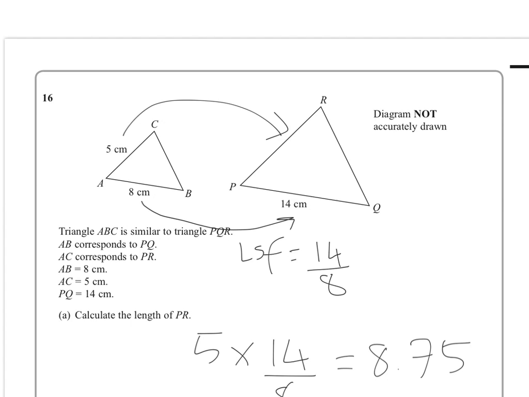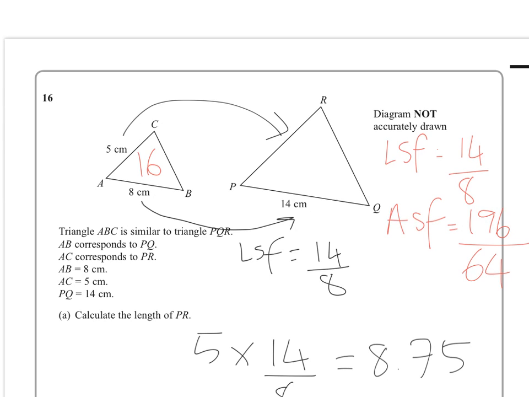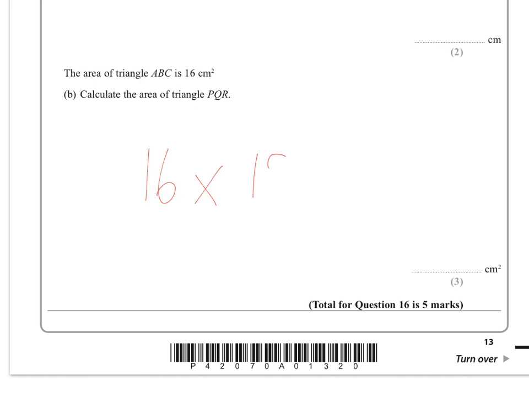Part B, the area of triangle ABC is 16 centimeters squared. We need to find the area of PQR. Well, if the length scale factor equals 14 over 8, then the area scale factor equals the length scale factor squared. 14 squared is 196, 8 squared, 64. So therefore I need to multiply 16 by 196 over 64, which equals 49.